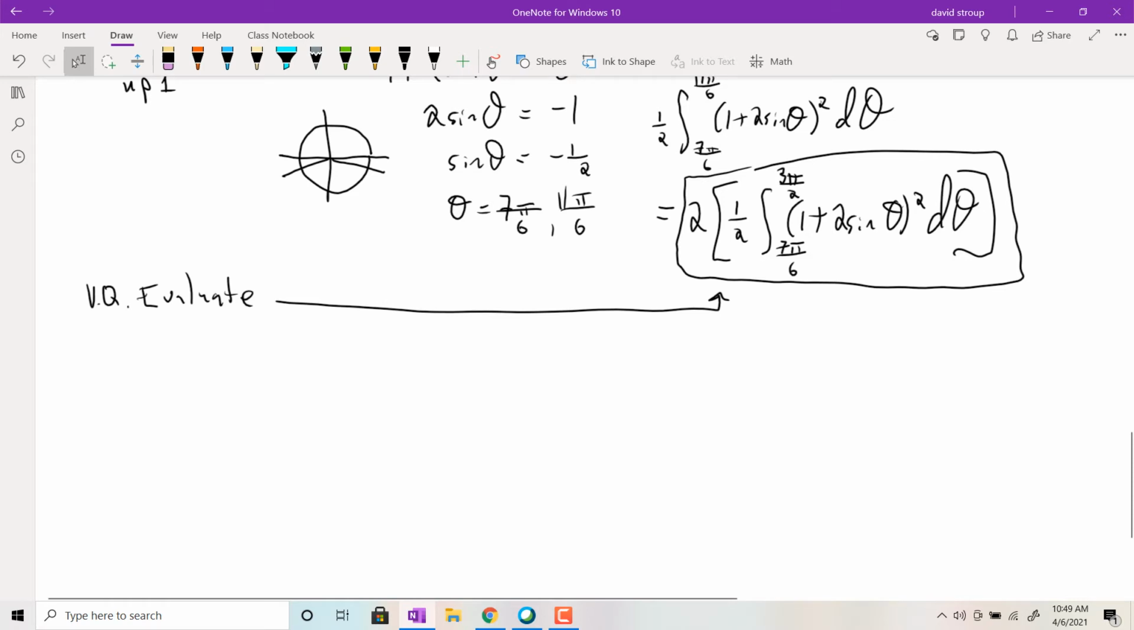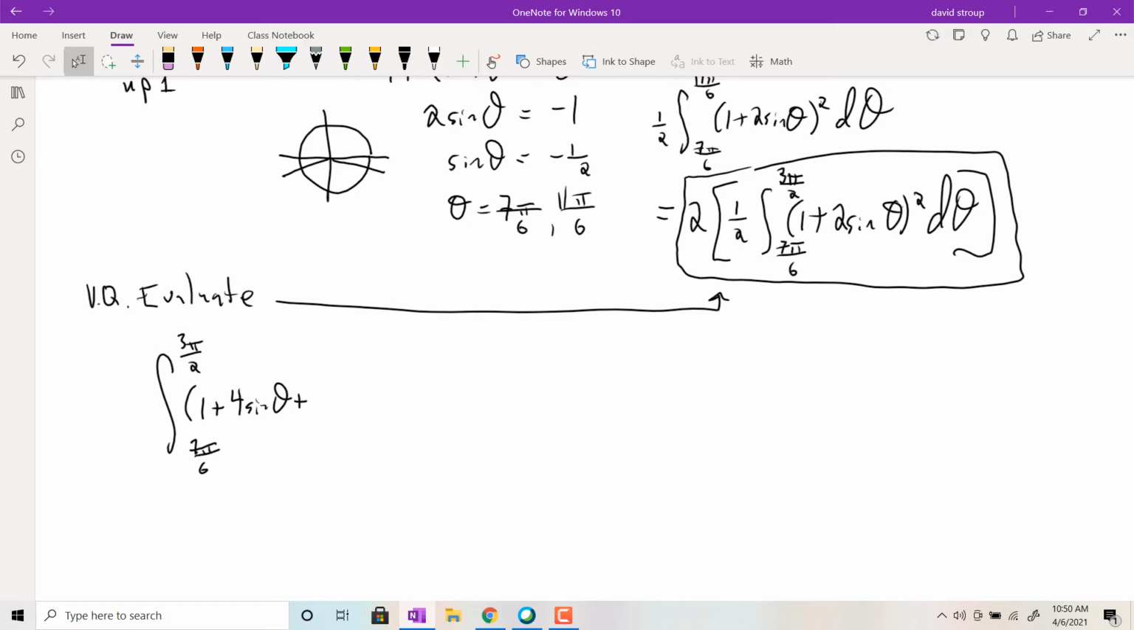Right, so the first part, we just get rid of the 2 times 1/2. So we have the integral from 7 pi over 6 to 3 pi over 2. Then on the inside, we have to FOIL 1 plus 2 sine theta. So that's going to end up giving you 1 plus 2 sine theta plus 2 sine theta is 4 sine theta, then plus 4 sine squared theta, and then d theta, and you're going to need to use the reduction formula on that character.